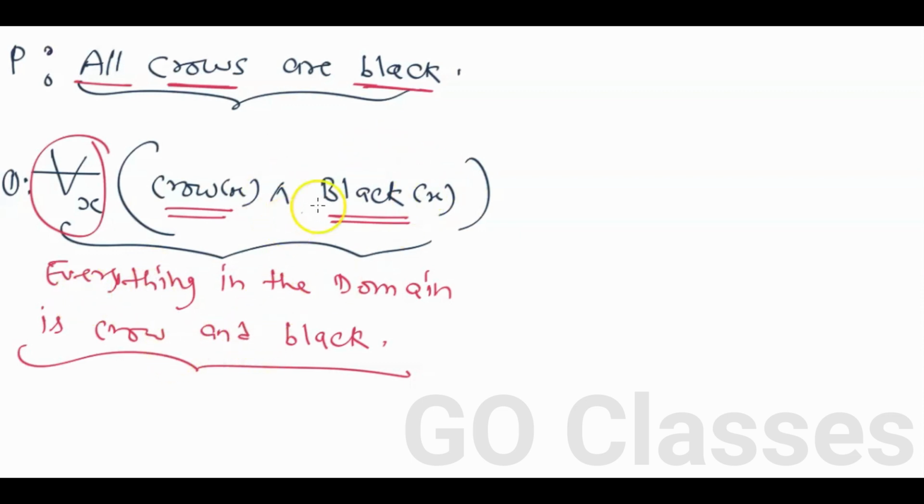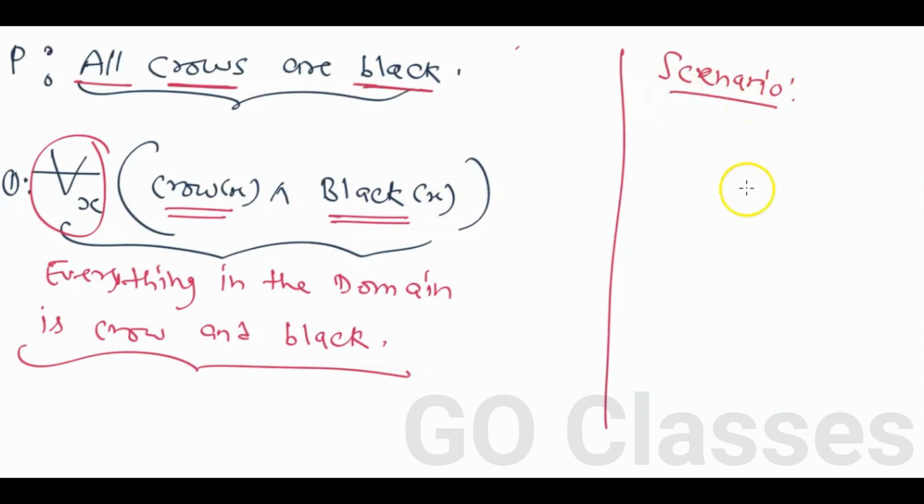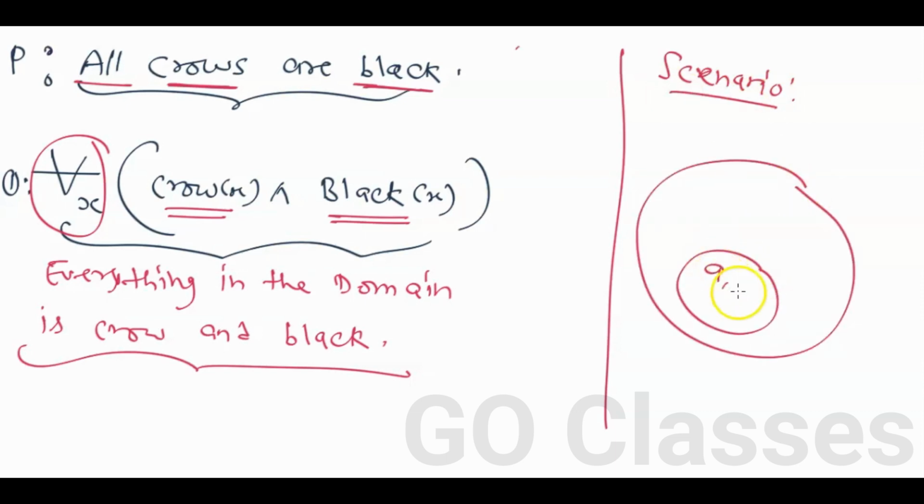Now let me tell you another reason why this expression is not a correct expression for this English statement. Let's assume a scenario. Let's assume you have A, B, C, three crows, and let's assume that all the crows are black. And this is the domain.